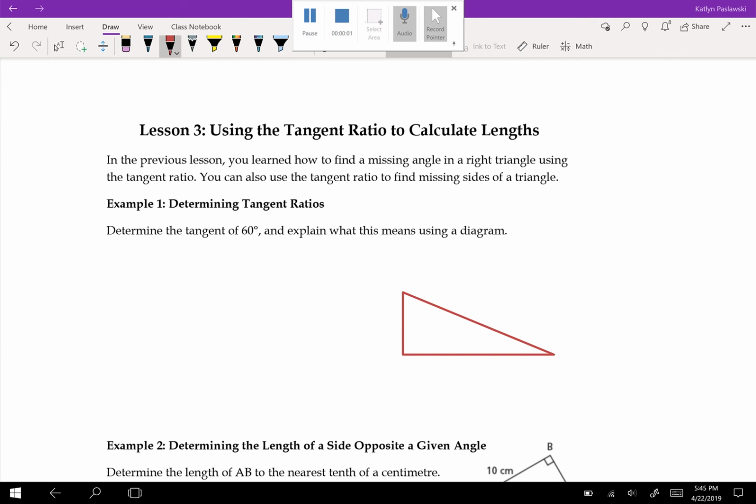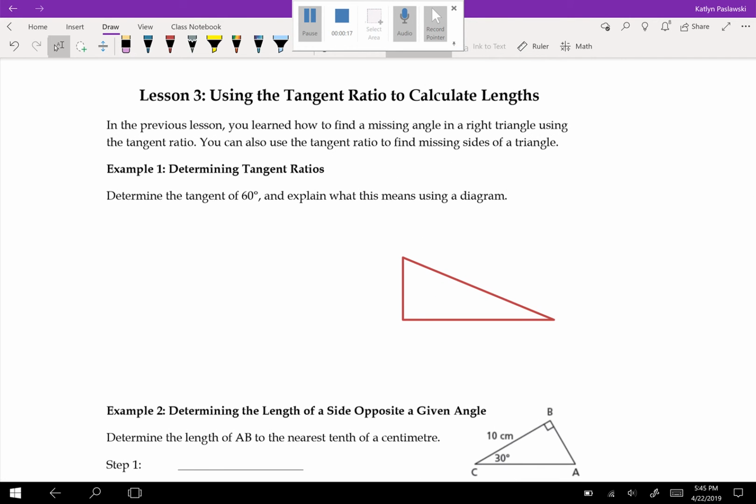All right, here we have lesson 3, using the tangent ratio to calculate lengths. In lesson 2, we were looking at finding a missing angle in a right angle triangle using the tangent ratio. We can also find a missing side of a triangle. So example 1, determining tangent ratios.